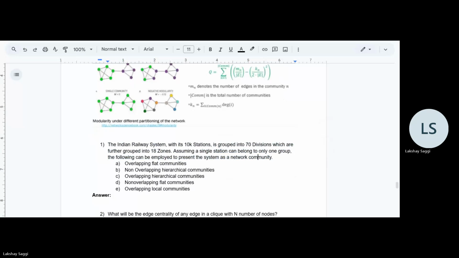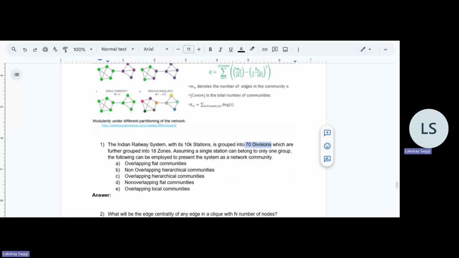What we can have is a group of some stations together forming a zone. There are 18 zones. So there are 10K stations first of all, which are divided into 70 divisions, and then these 70 divisions are grouped into 18 zones. First you start off with these 10K stations, and we know that these stations can only belong to one group, as is given to us. So these 10K stations will be divided into these 70 divisions.